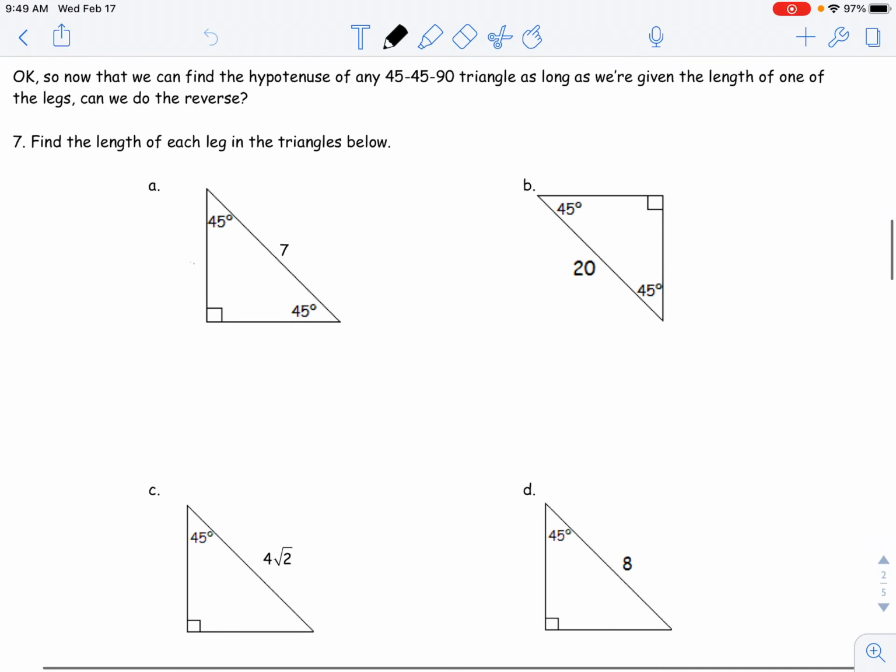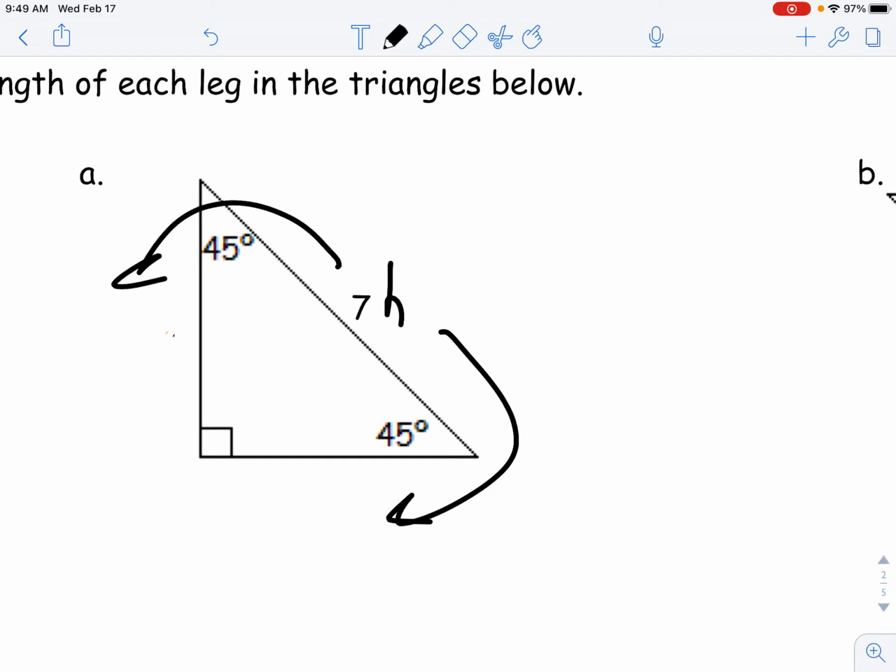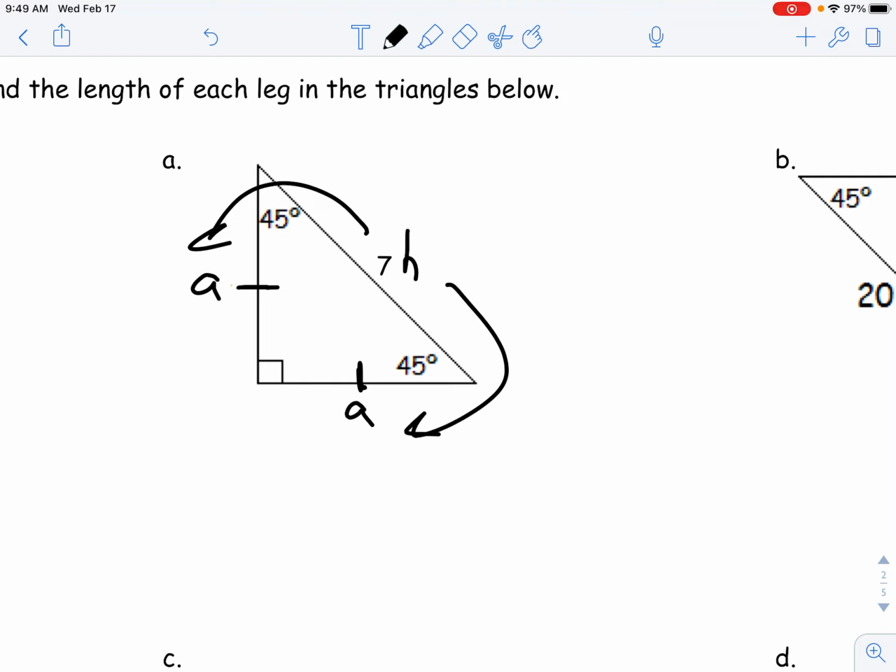Okay, students, so now we're going to do the same thing, but in reverse. So now we're given the hypotenuse. Now we've got to find the legs. Remember, this is an isosceles triangle, so using the Pythagorean theorem we can say A, B, and C, or we can just simplify it and call them A and A because they're going to end up being the same length.